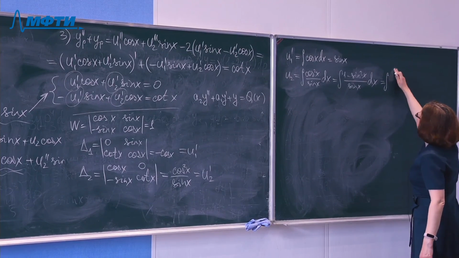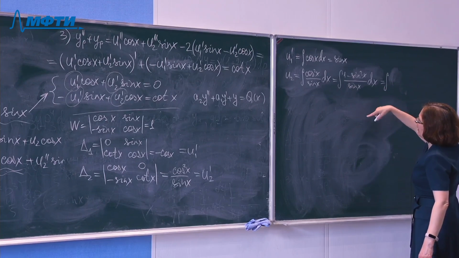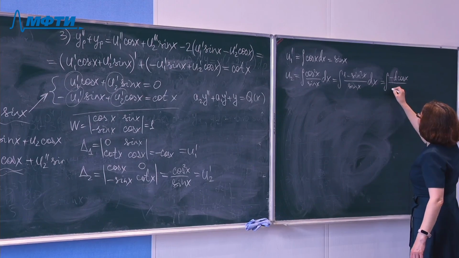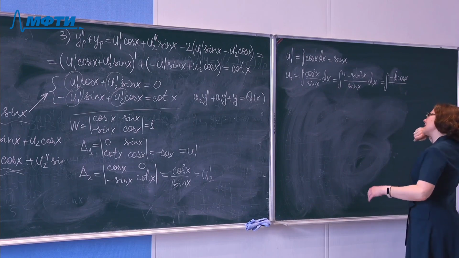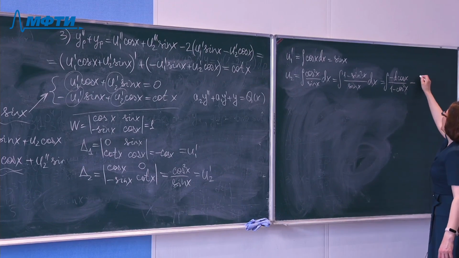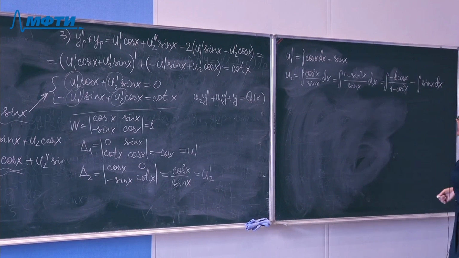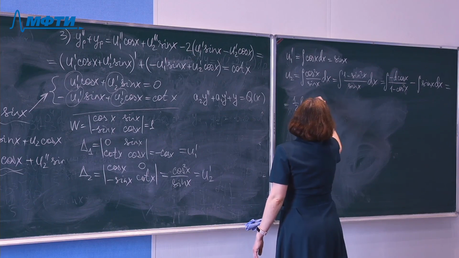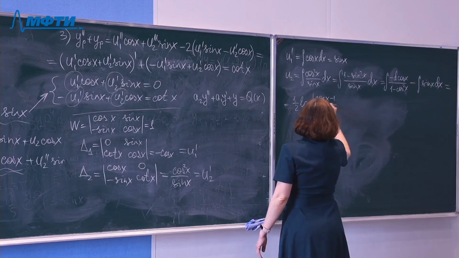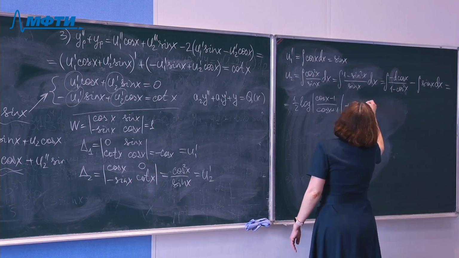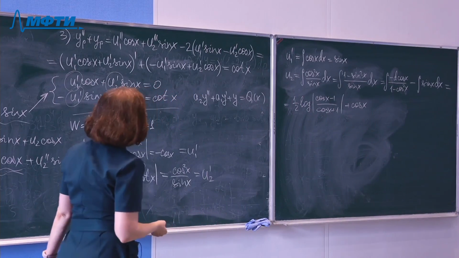It can be rewritten as, if we multiply by sine, it will be minus d cos x over 1 minus cos squared x, so sine squared is 1 minus cos squared x, minus sin x dx. Right. It is 1/2 log, okay. I think it's this. u2.